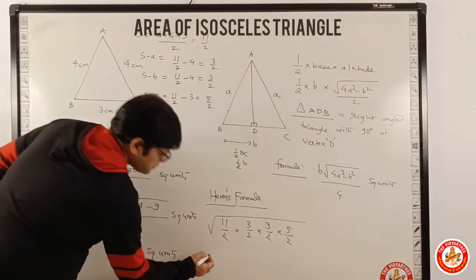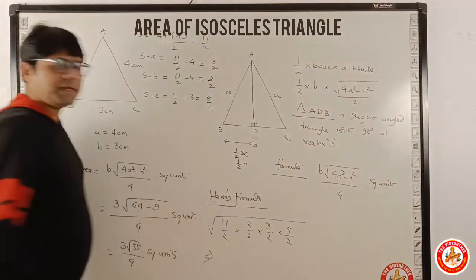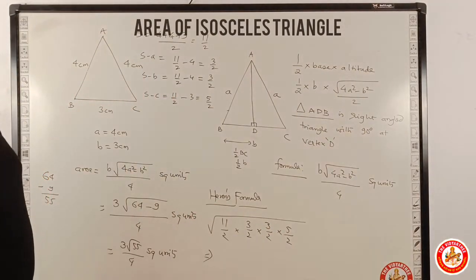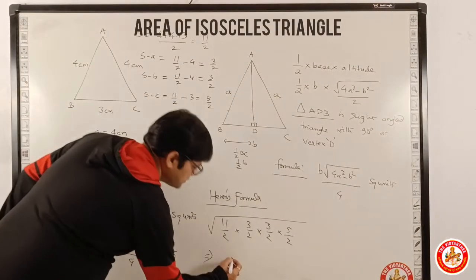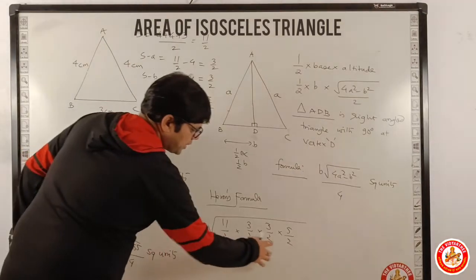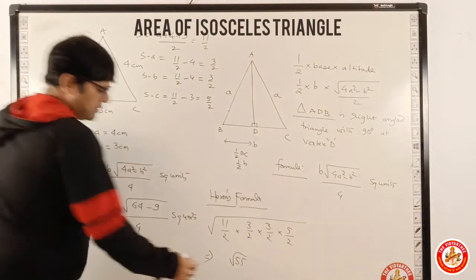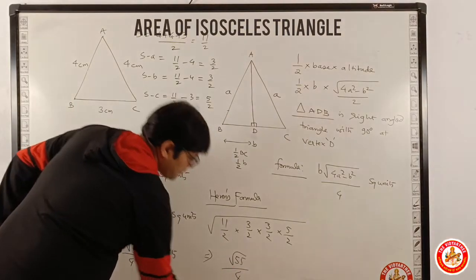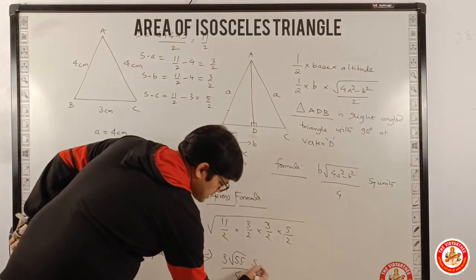Now, you can see for yourself, 11 and 5, you cannot take a perfect square root out of it. So it will remain inside. It will become root 55. 2 into 2 into 2 into 2, that is 4, 8, 16. The square root will be 4, and the square root of 3 into 3 is 3 square units.